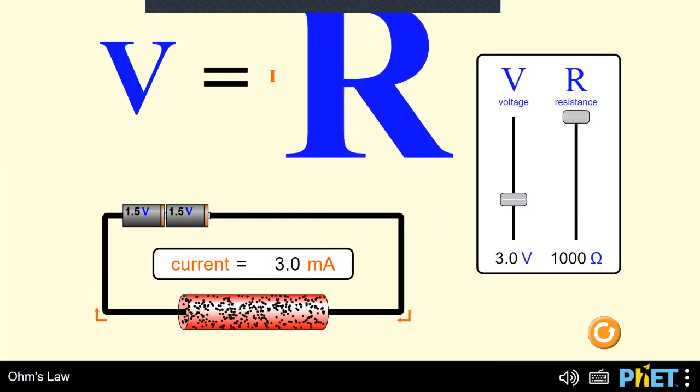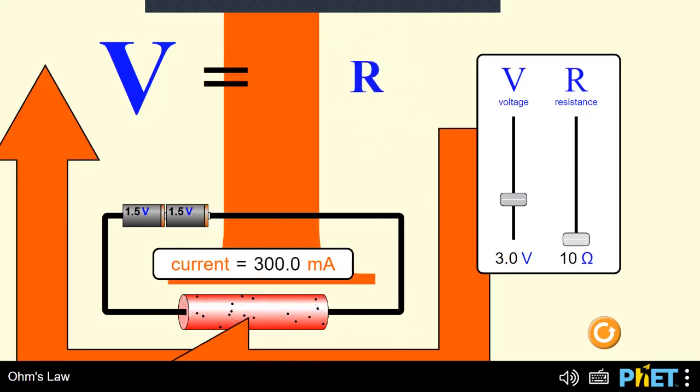you will notice these small dots here. This represents resistivity, which I will discuss a little later. Here, the amount of current is much smaller, 3 milliamperes, compared to when the resistance is much smaller. With less resistance, the current is at 300 milliamperes.